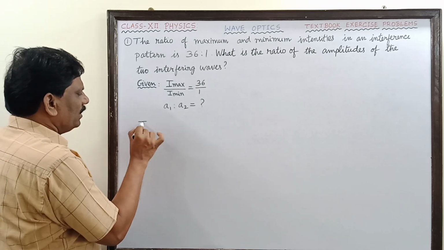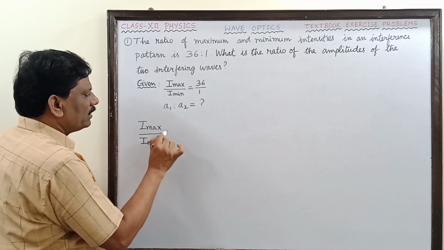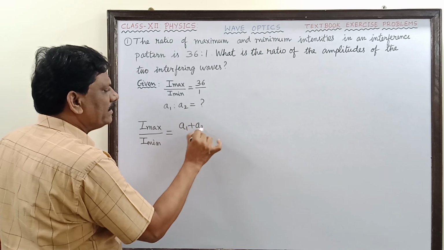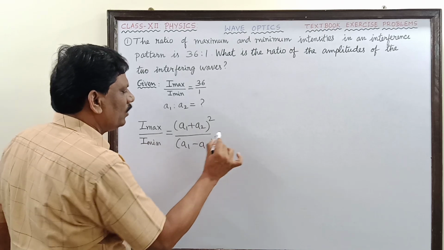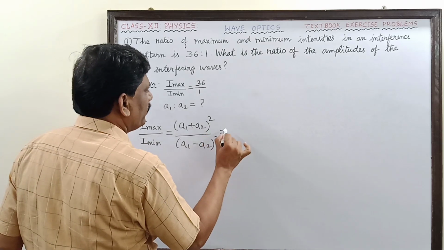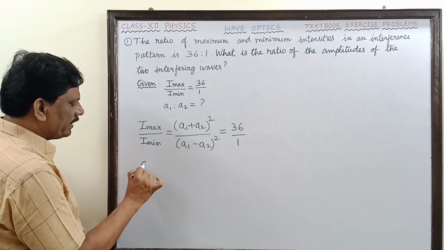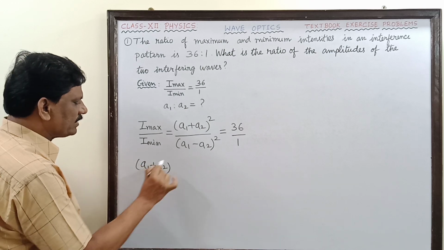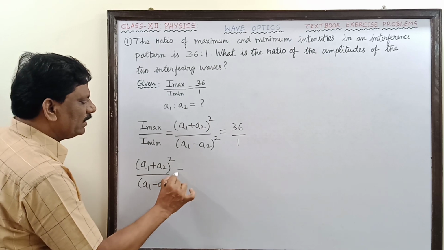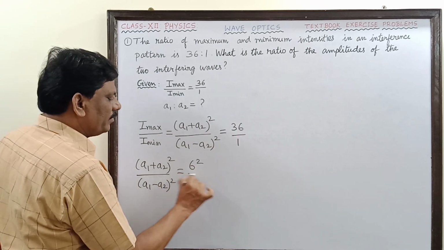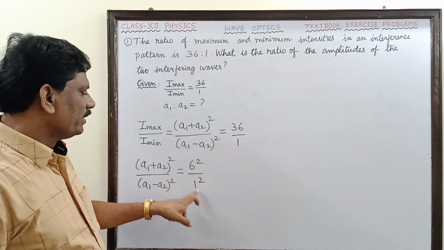Now first, I maximum divided by I minimum is equal to (A1 plus A2) the whole square divided by (A1 minus A2) the whole square. And this is equal to 36:1, so this is 36 divided by 1. So we can write (A1 plus A2) whole square divided by (A1 minus A2) the whole square is equal to 6 square by 1 square. So 36 is 6 square and 1 square is 1.